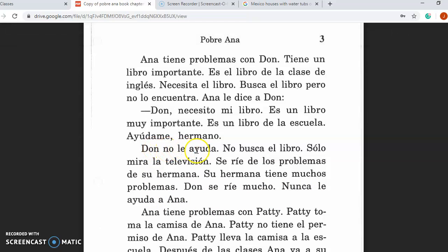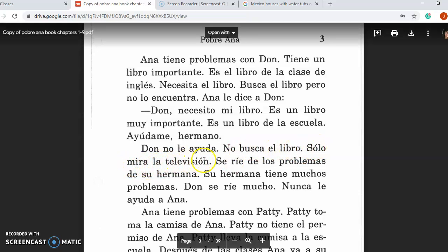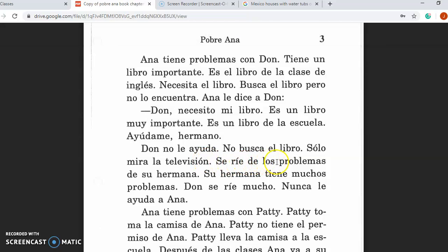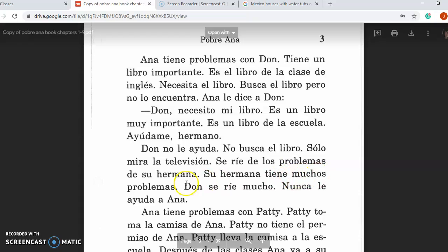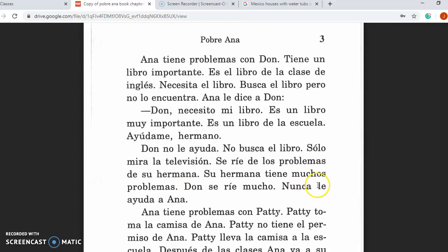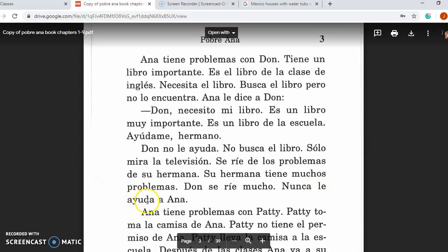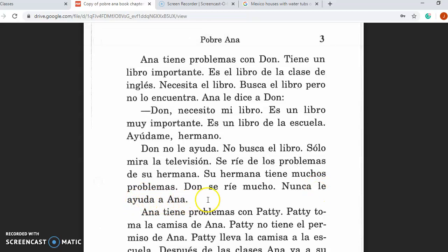Don does not help her, or does not give to her any help. He does not look for the book. He only watches television. He laughs at the problems of his sister. His sister has many problems. Don laughs a lot. Never to her does he give help to Anna.